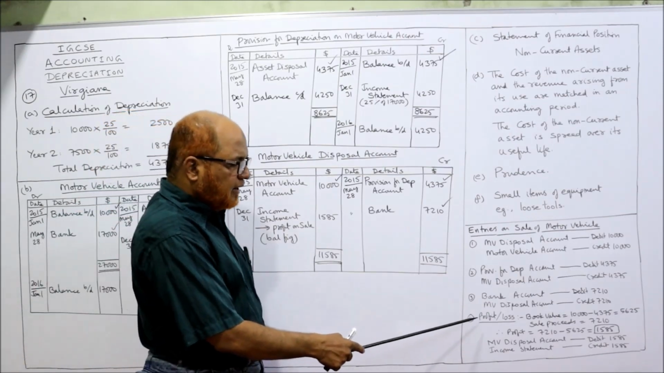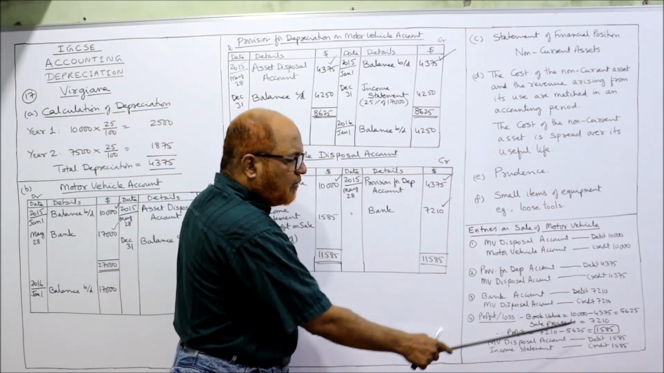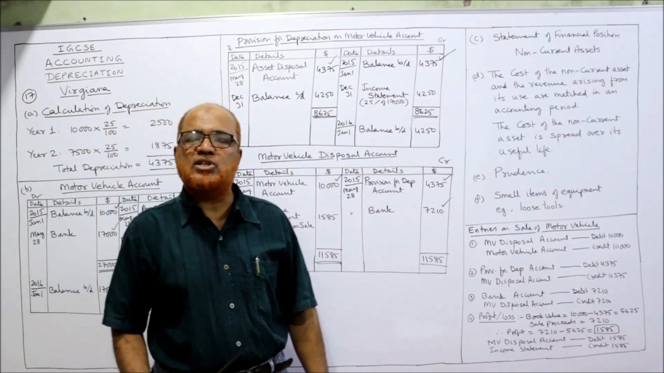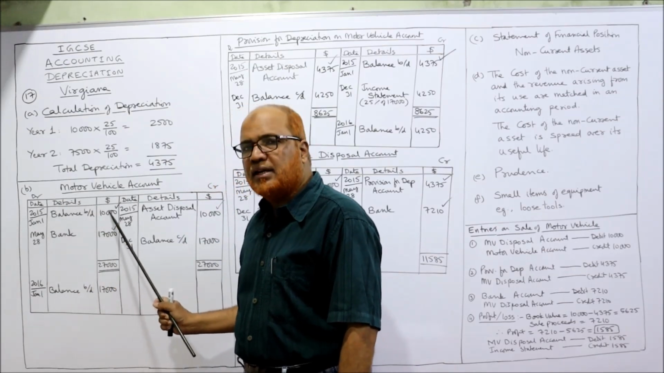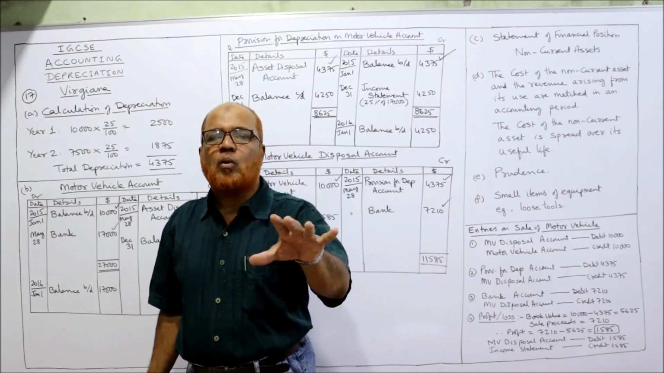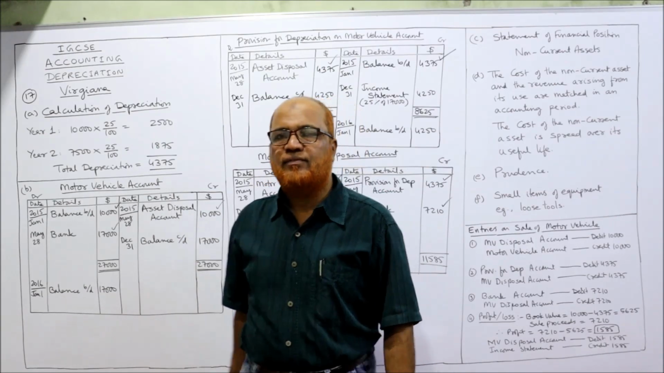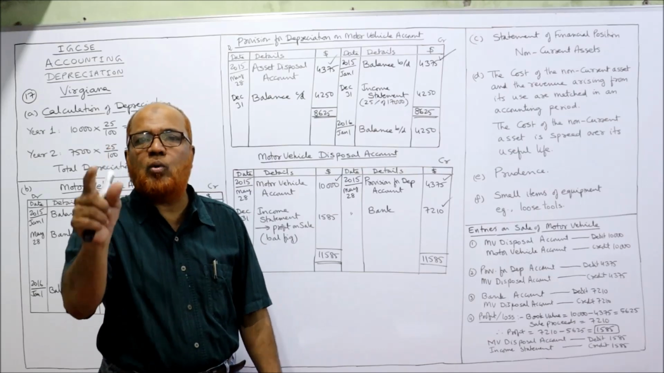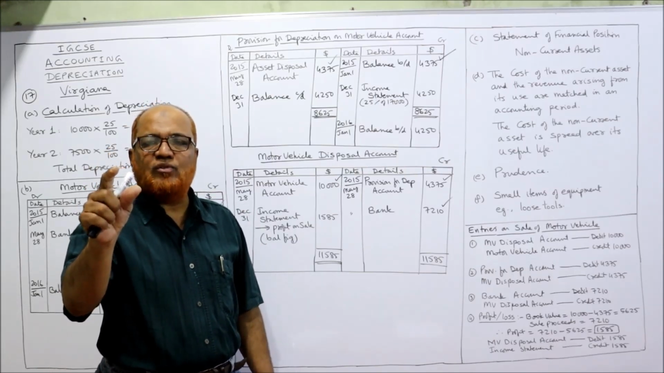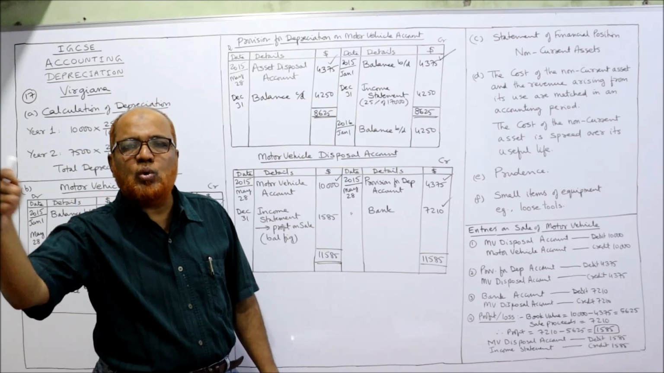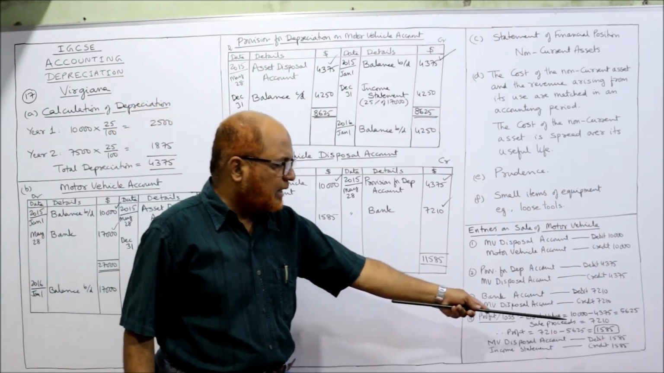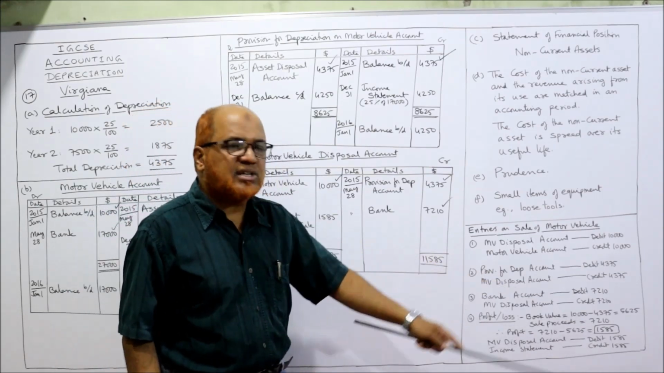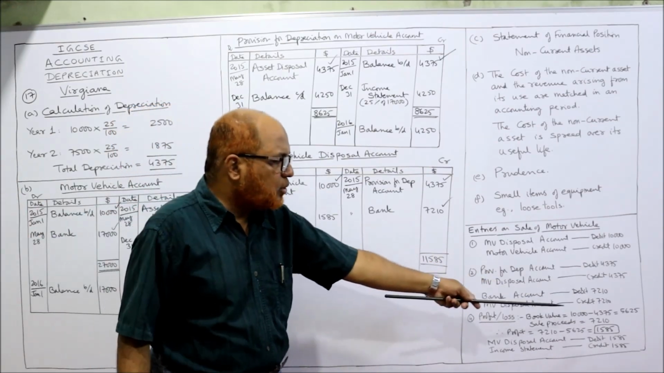And the details I have written here. Profit or loss. Book value of vehicle sold. The vehicle was purchased for $10,000. Right? And the total depreciation provided on that vehicle is 4375. So 10,000 minus 4375, 5625 is the book value. And this 5625 book value of motor vehicle was sold away for 7,210. Sale proceed 7,210. Actually the value is 5625, but it is sold for 7210.